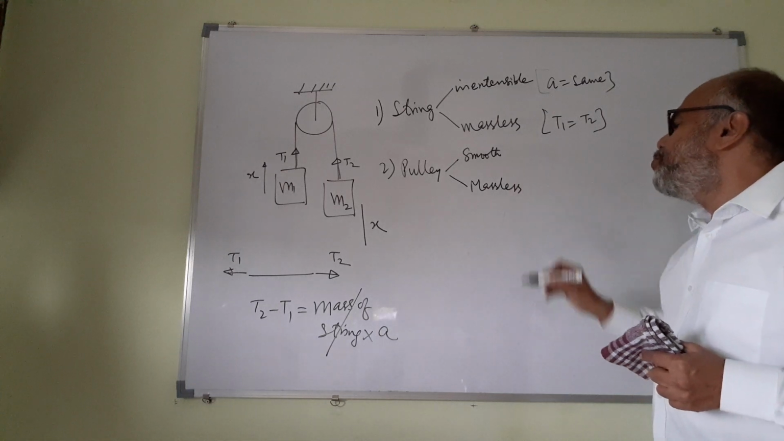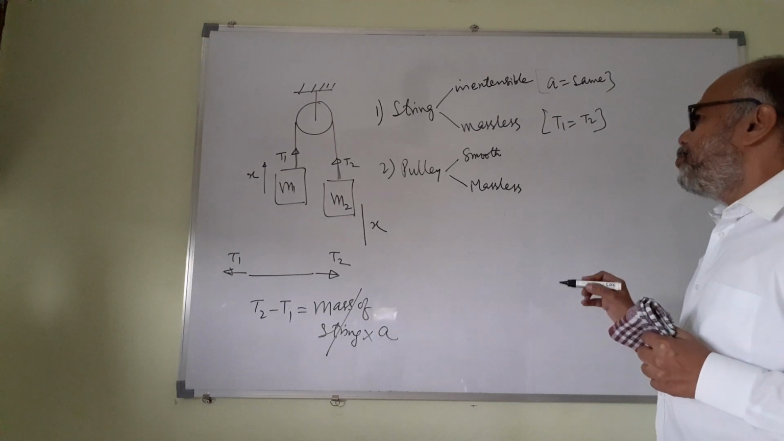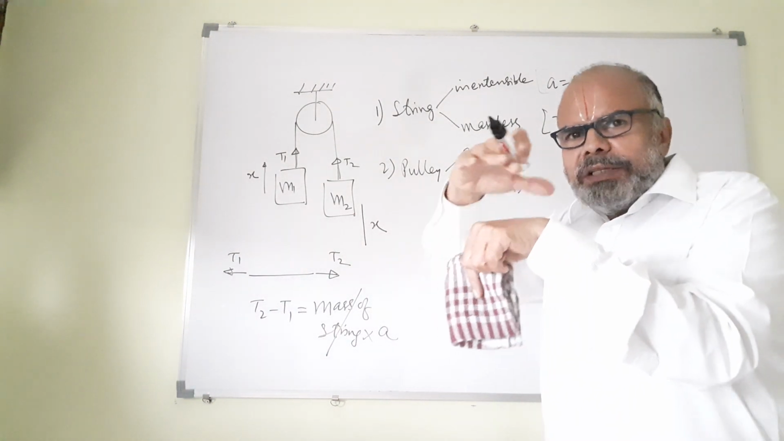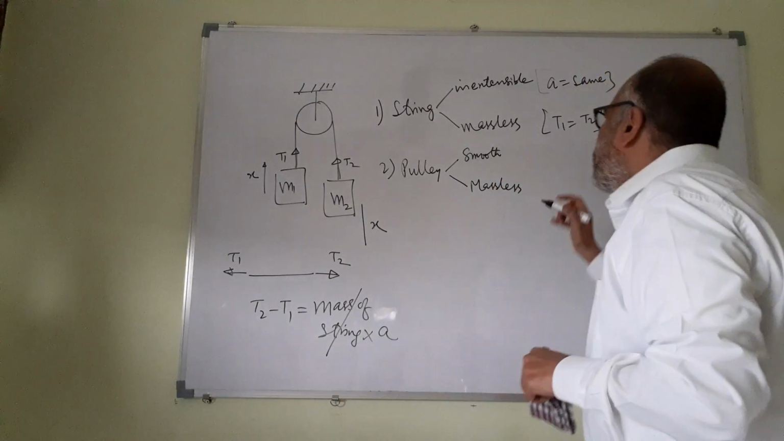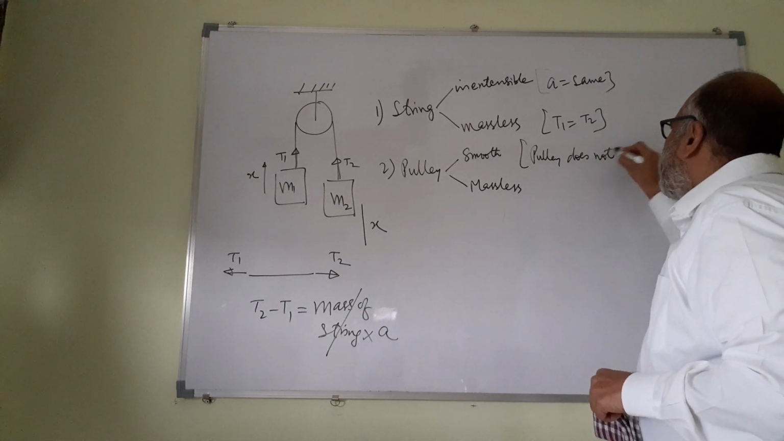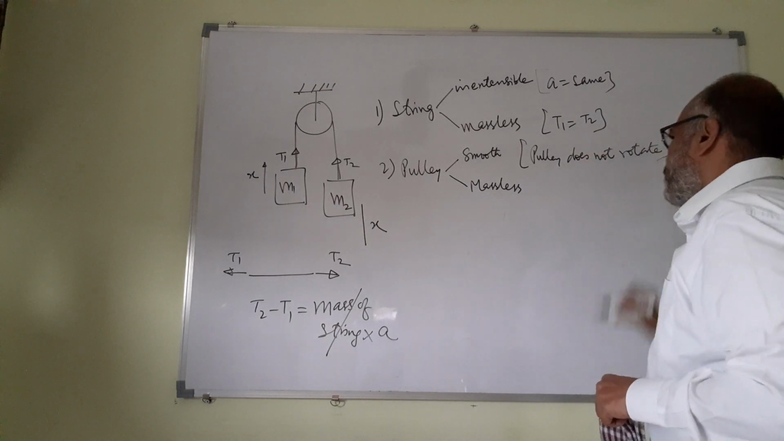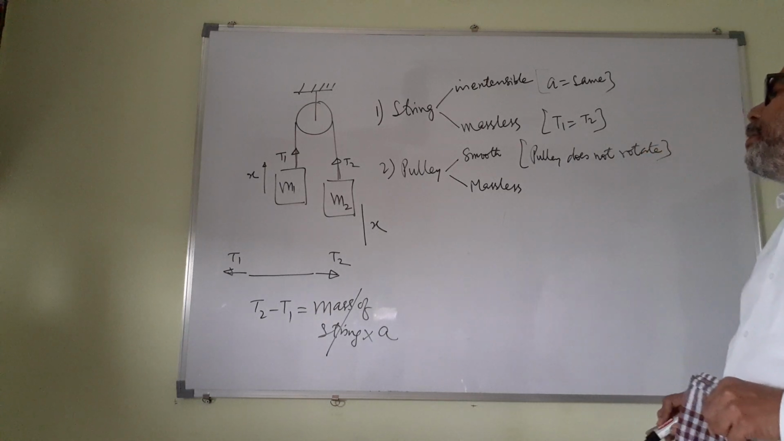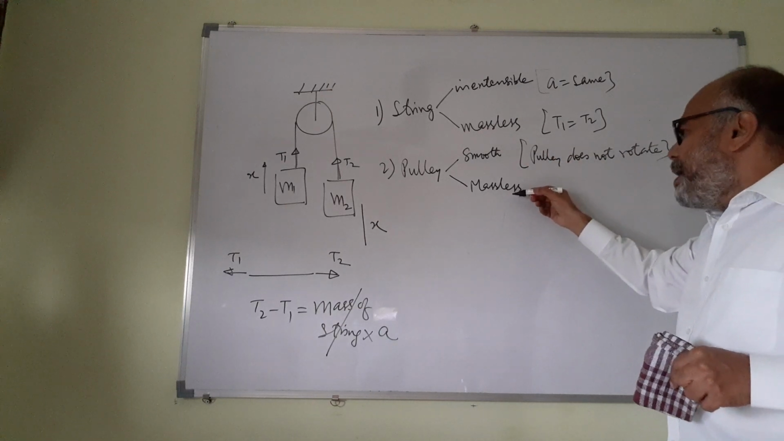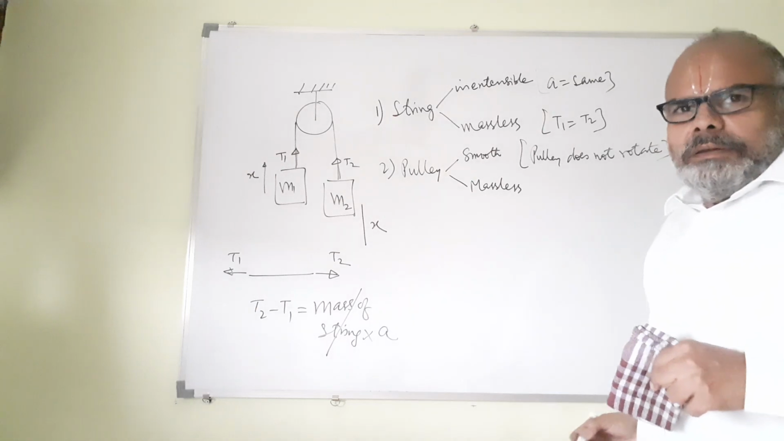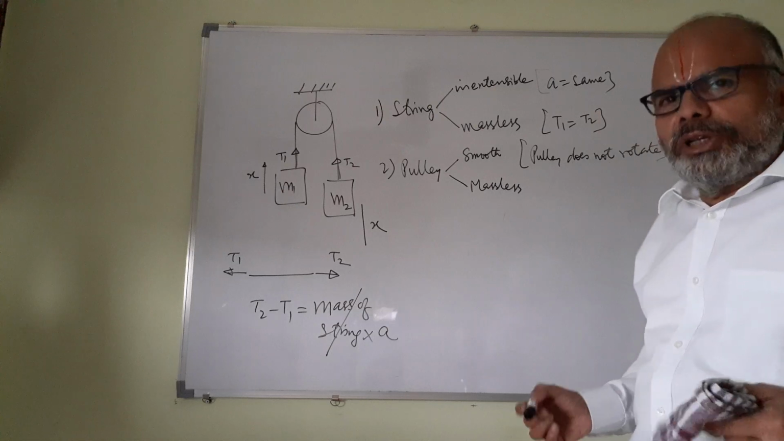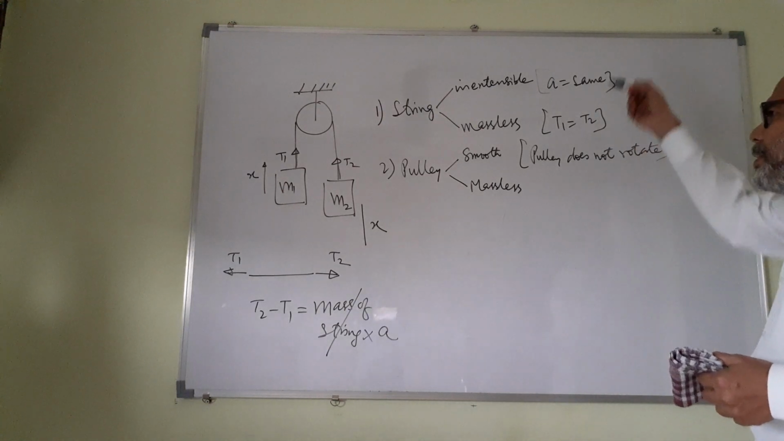Now, if the pulley is smooth, then what happens? It will not rotate. The string will simply slip over the pulley. So the pulley does not rotate. And if it is rough, then it will rotate, and if it has got mass, then there will be some energy which the pulley also takes up because of rotational energy. So these are the assumptions.